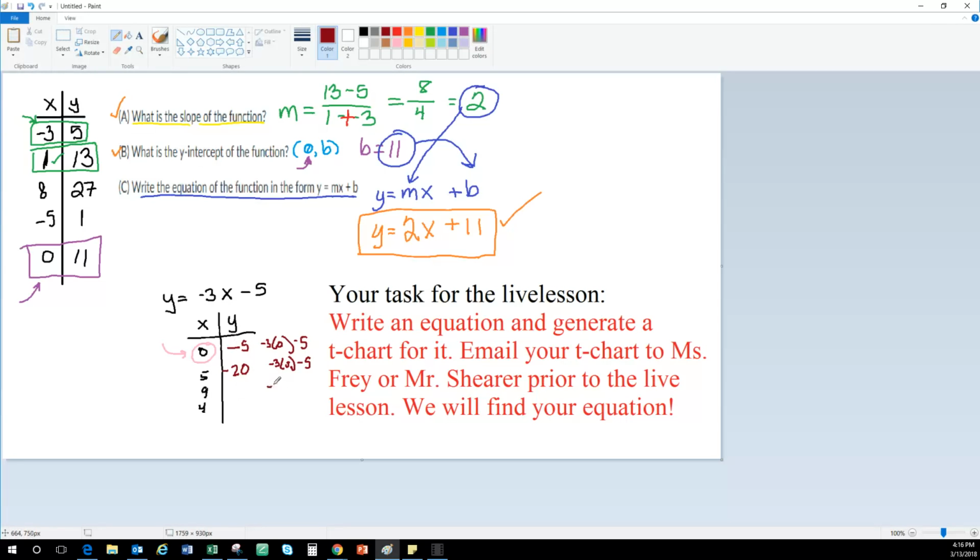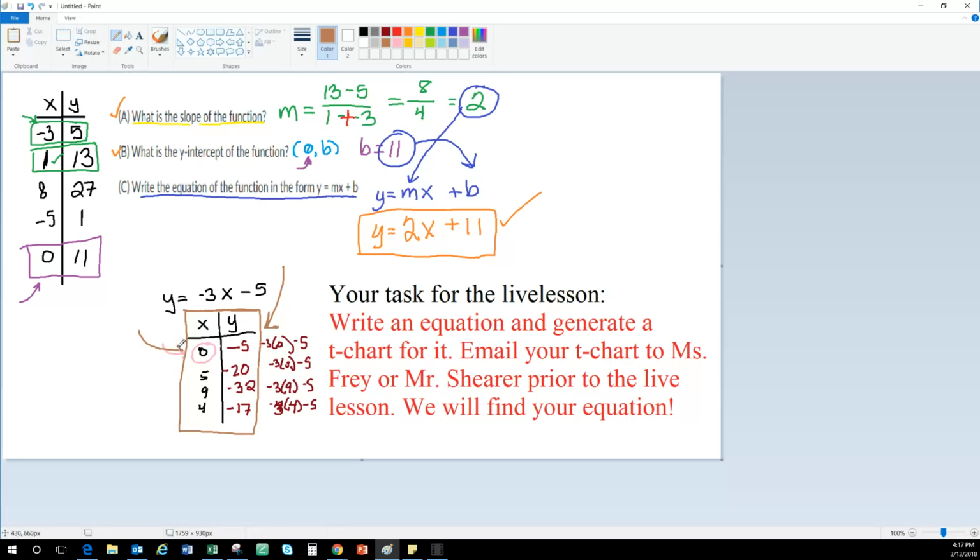So plugging a 9 in, negative 27 minus 5 would be negative 32. And plugging a 4 in, or negative 3 times 4, minus 5 is negative 12 minus 5 is negative 17. So what I want you to do is you're going to generate a t-chart from an equation, and you're going to send me or Miss Fry this t-chart.